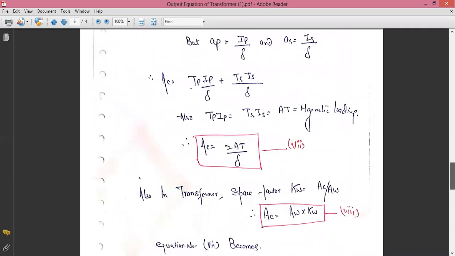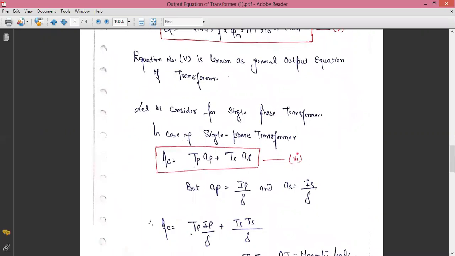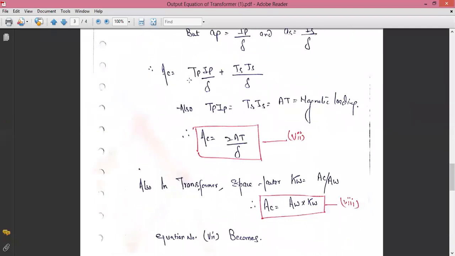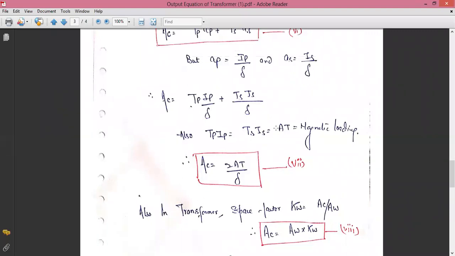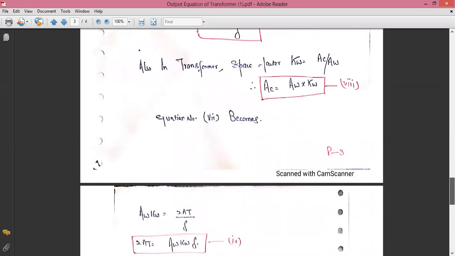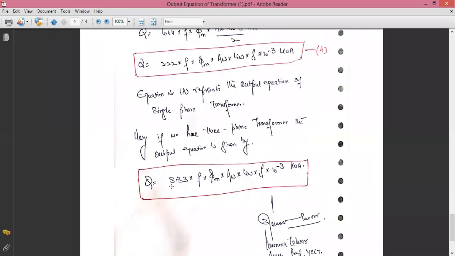यहाँ पे जो आपकी ये इक्वेशन आ रही है ना, that is AC is equal to TP AP plus TS AS, and here you can see it is AC is equal to TP IP upon delta plus TS IS upon delta. तो यहाँ पर क्या होता है कि थ्री फेज के केस में it is twice AT बन जाता है, डबल मैग्नेटिक लोडिंग हो जाती है. थ्री फेज के केस में डबल मैग्नेटिक लोडिंग होती है, सिंगल फेज के केस में सिंगल मैग्नेटिक लोडिंग होती है. और जब आपके थ्री फेज में डबल मैग्नेटिक लोडिंग होगी, इस इक्वेशन को अगर आप कंटिन्यू करते जाएंगे तो यहाँ पर आपकी सिर्फ एक वैल्यू में चेंज आता है. सिंगल फेज में वैल्यू 2.22 होती है और थ्री फेज में वैल्यू 3.33 है.